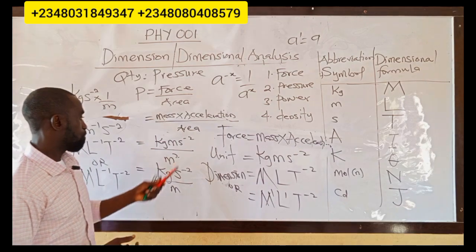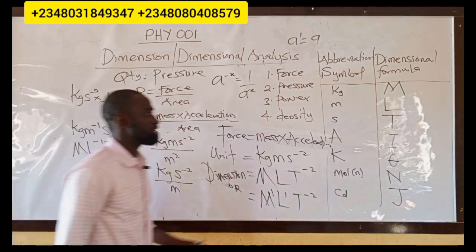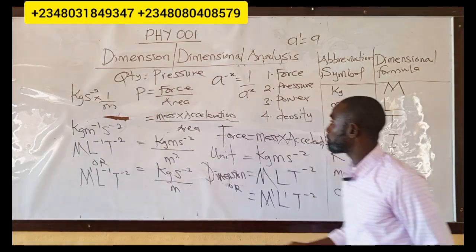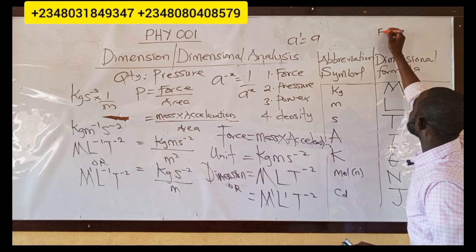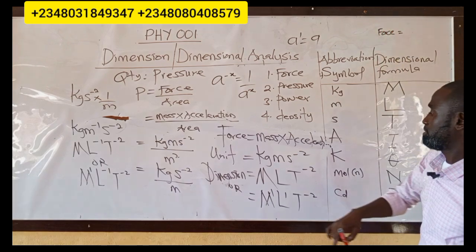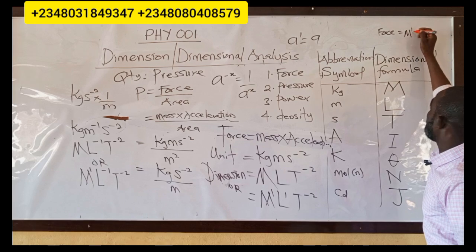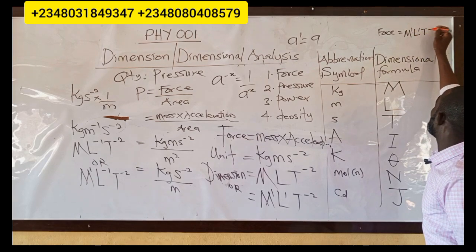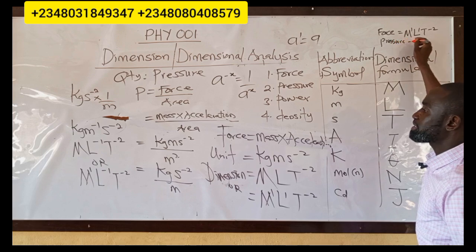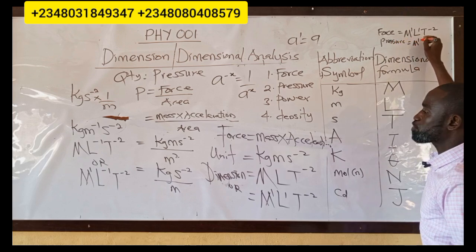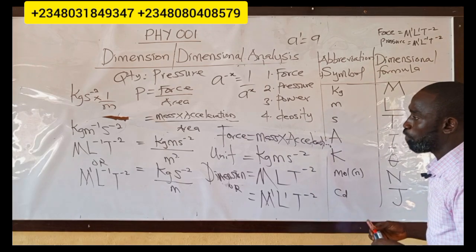For the dimension of pressure, let's just write all this down. We need them, so let's write them somewhere. For force: M raised to power 1, L raised to power 1, T raised to power minus 2. Then for pressure: M raised to power 1, L raised to power minus 1, T raised to power minus 2.